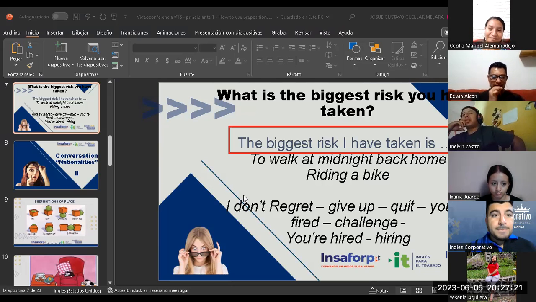Okay, teacher, when I was young, maybe 17 years old, I was assaulted. Ah, really? And the thief had a knife. A knife. Yes.